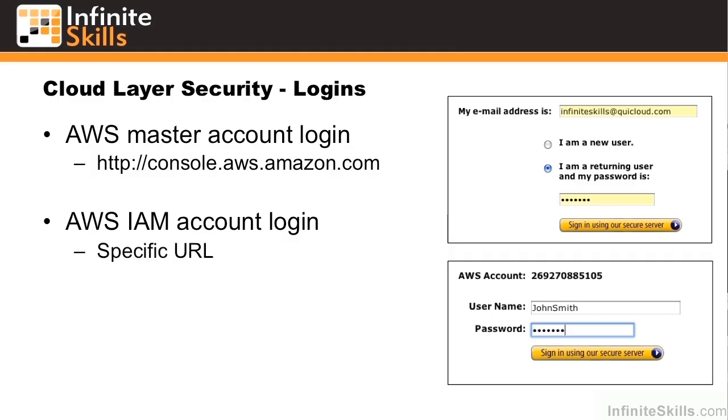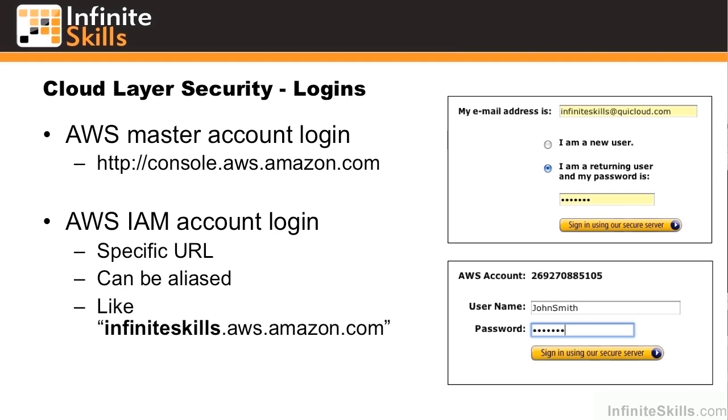Notice that the URLs for these are going to be completely different. The master account login is going to be console.aws.amazon.com. The IAM account login is going to be given to you at creation time. It's going to be an ugly long URL, something like 29627.something.amazon.com, but it can be aliased, so you can make your login URL be infiniteskills.aws.amazon.com. Please note the differences.